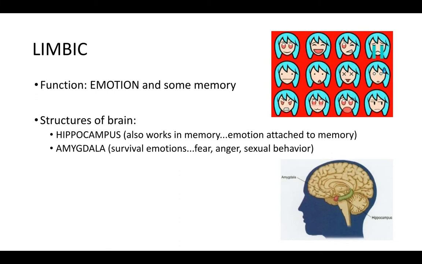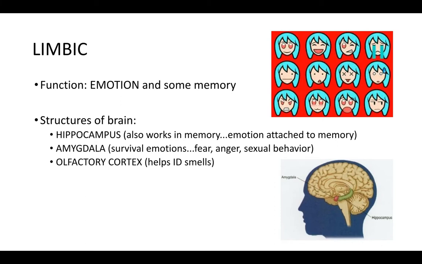So emotions like fear and anger, even emotions related to sexual behavior, the desire to reproduce, that is a survival emotion. And it comes from the amygdala.